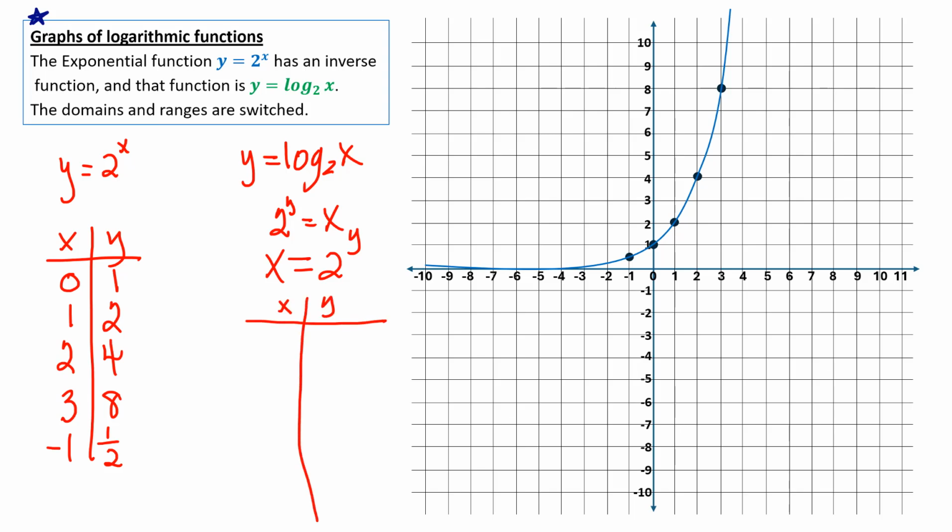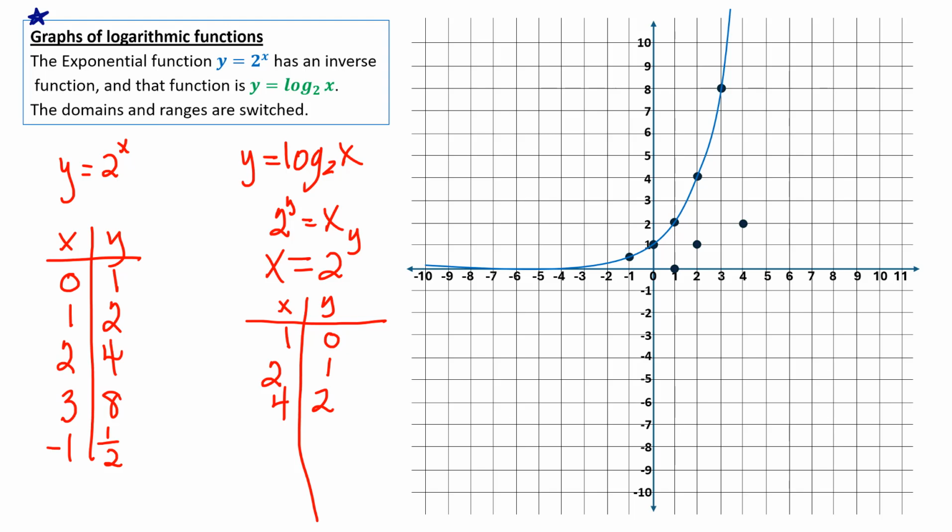So now if I put in 0 for y, I'll have 2 to the 0. I'll get 1 for x. So on this function, instead of the point (0, 1), we have the point (1, 0). If I put in 1 for y, 2 to the 1 is 2, so I get 2 for x. So this time the point (2, 1) is on the graph. If I put in 2 for y, 2 squared is 4, so I'm going to get 4 for x this time. So (4, 2) is on the graph.